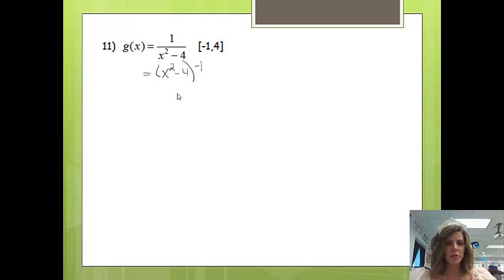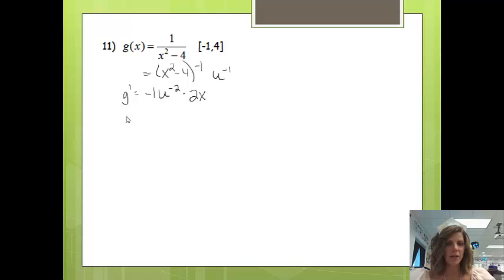I do notice that there are parentheses, so I'm actually going to change that to u. So I'll have u to the -1. Now when I go to take the derivative, I'll get -1 u to the -2, and then times, don't forget your chain rule, the derivative of the inside, which would be 2x.